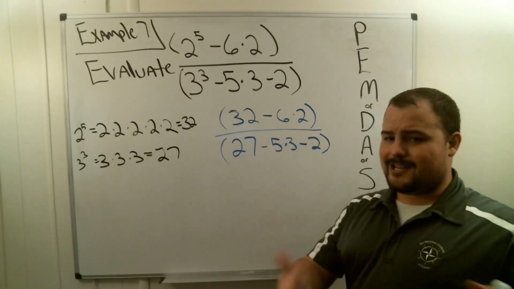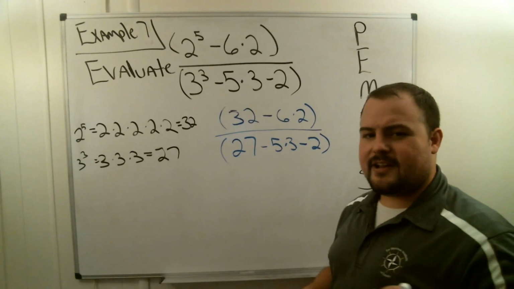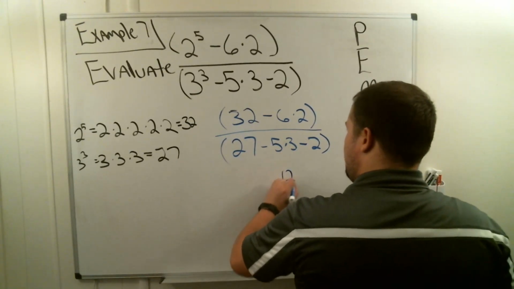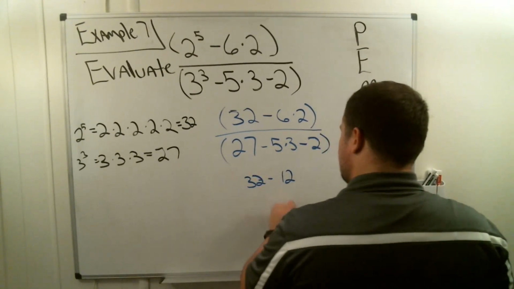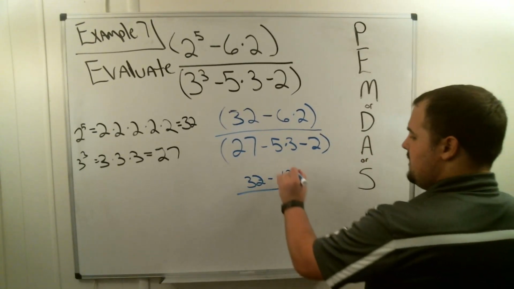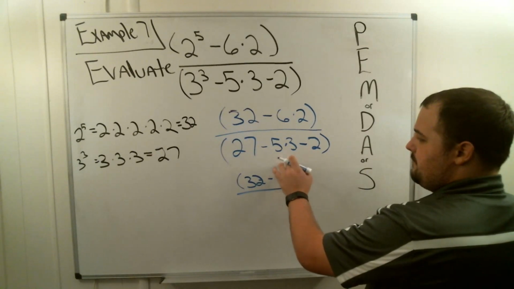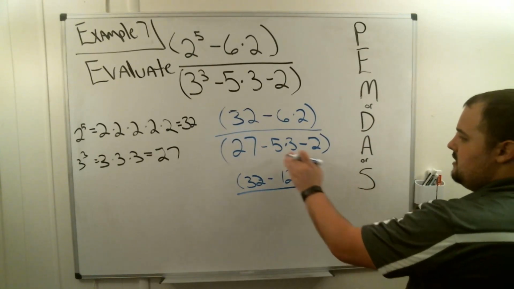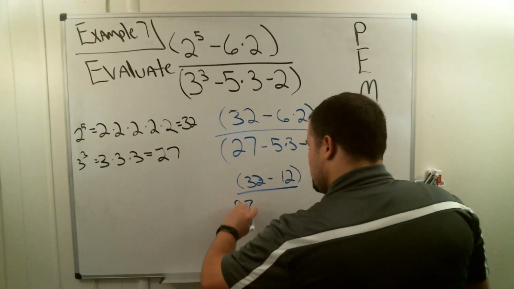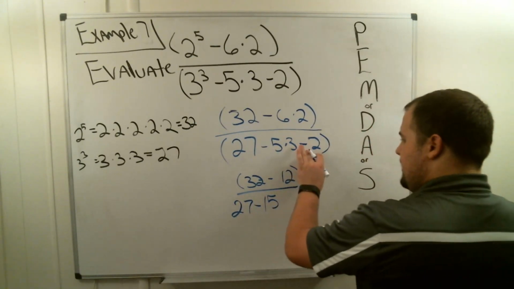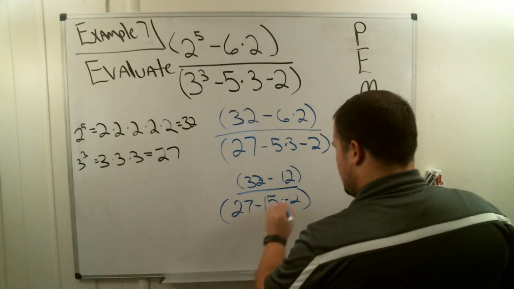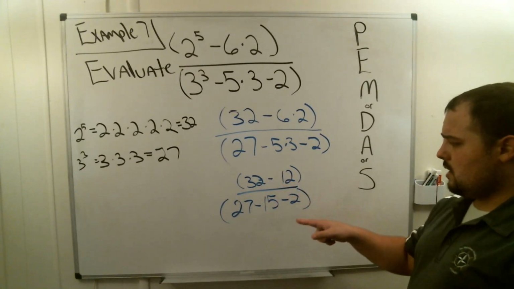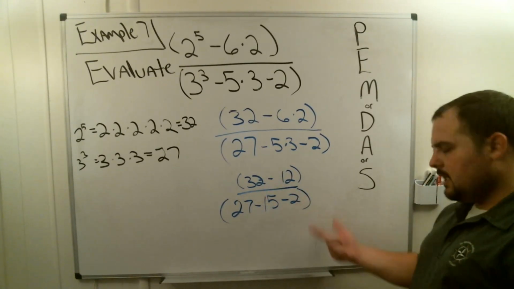Well, 6 times 2, and I'm going to be erasing this. If you don't have room, that's okay. Actually, I won't erase it. I'm just going to write it down here, so just follow along. 6 times 2, that's 12. So we have 32 minus 12 divided by, I'm going to keep this inside parentheses. Now on the bottom, we have 27 minus, now we have to multiply these first because multiplication comes before subtraction. So 5 times 3, that's 15. So 27 minus 15. And then that minus 2, I'm just going to drop it down. It's still there. I never did that yet. So now, here's where we're at. We have 32 minus 12 divided by 27 minus 15 minus 2.